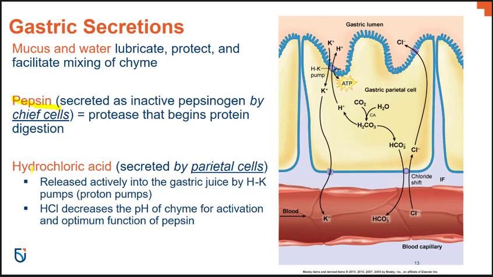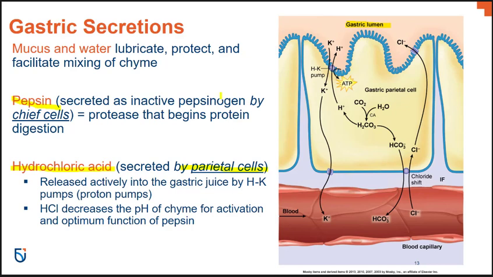Well, this is done by hydrochloric acid, or HCl. Hydrochloric acid then converts pepsinogen to pepsin, and it does this by decreasing the pH of chyme. Well, let's make a little bit more sense of this. First of all, recall from a previous lecture that hydrochloric acid is produced and secreted by parietal cells found within the gastric mucosa. Up here we have the gastric lumen, so this is the opening of the stomach where your food is. Here are your gastric cells, and then here is your blood capillary.